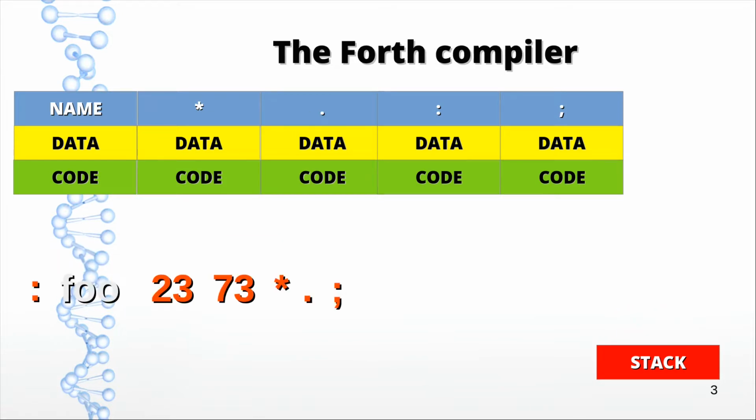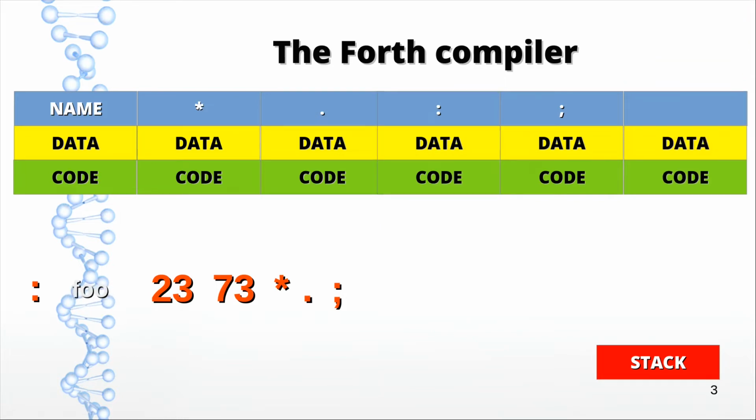Now let's have a look at how an ordinary Forth compiler deals with a definition. The colon is a word like any other. It puts Forth into compilation mode and creates a new entry in the dictionary. When 23 is evaluated, it acts like the 4th compiler. It generates code that will put 23 on the stack when executed. The same for our other number, 73.